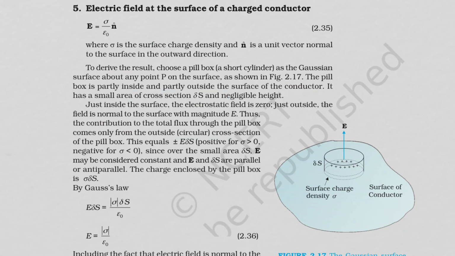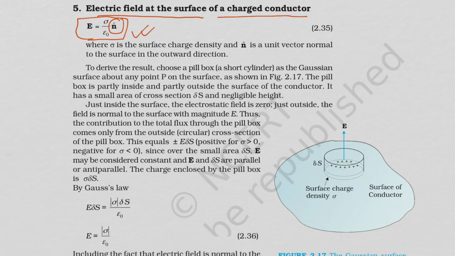Let's come to the fifth result, the important one, which says that the electric field at the surface of a charged conductor is equal to sigma upon epsilon naught multiplied by the unit vector n. n is the normal direction of the electric field to the surface. Now to derive this formula, E is equal to sigma upon epsilon naught n, we will be using Gauss's law.